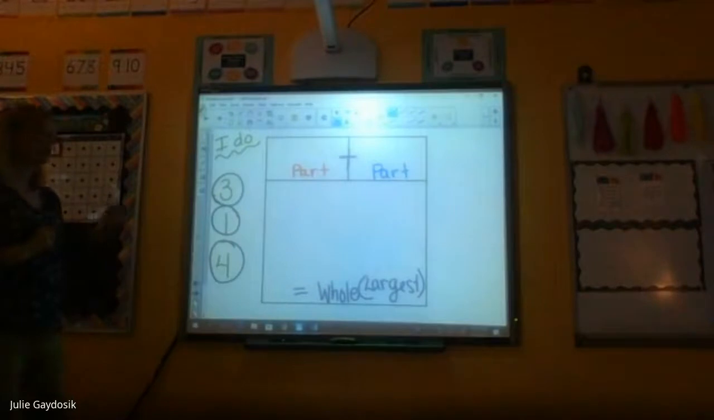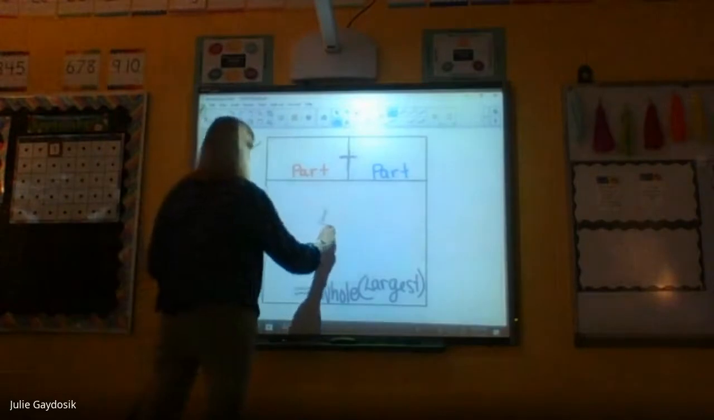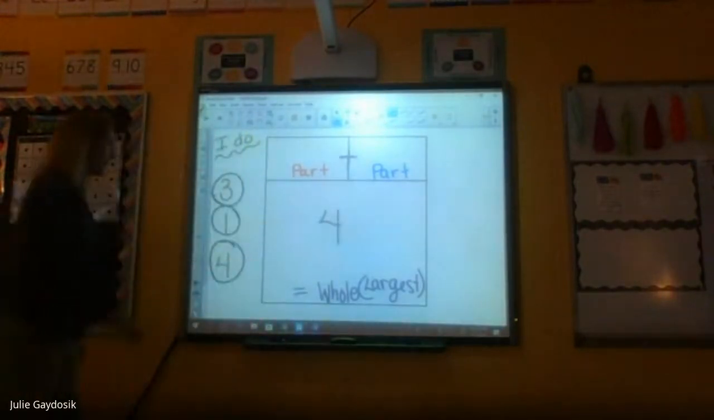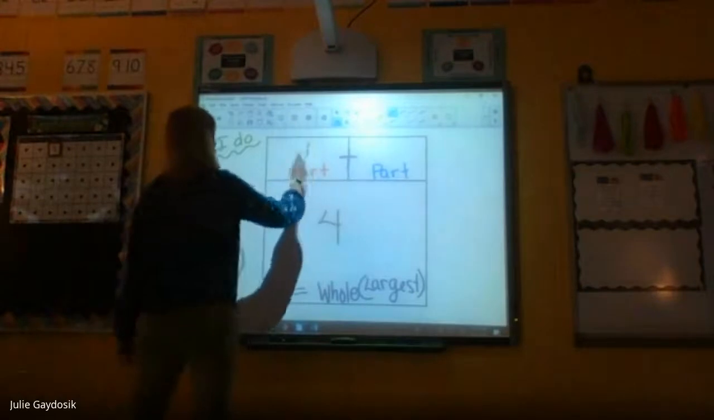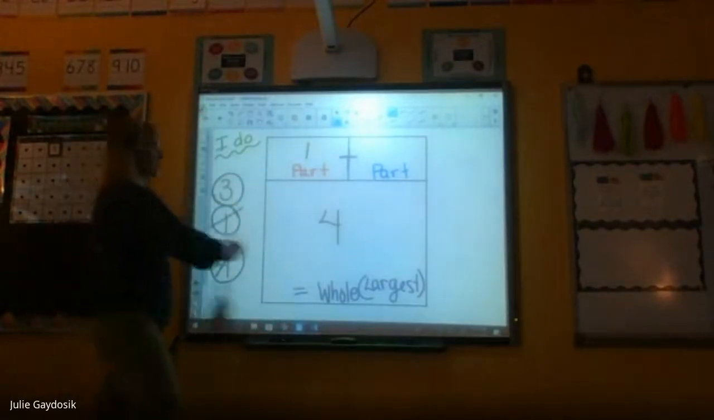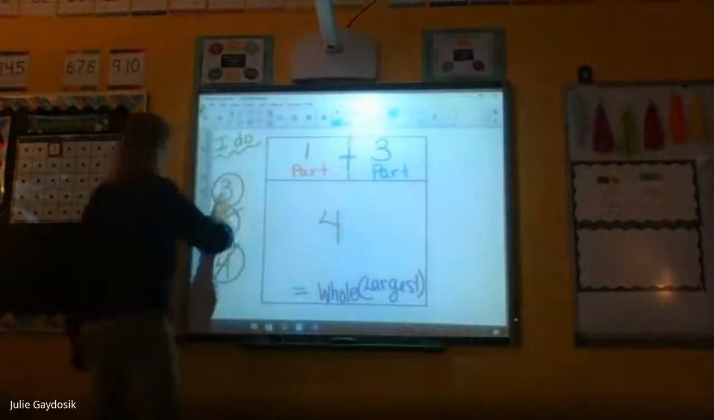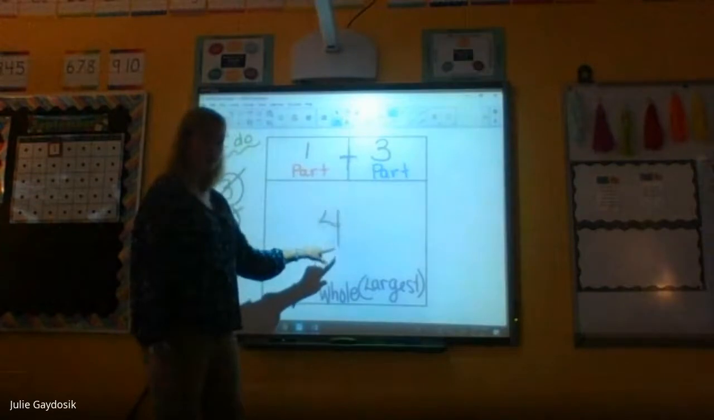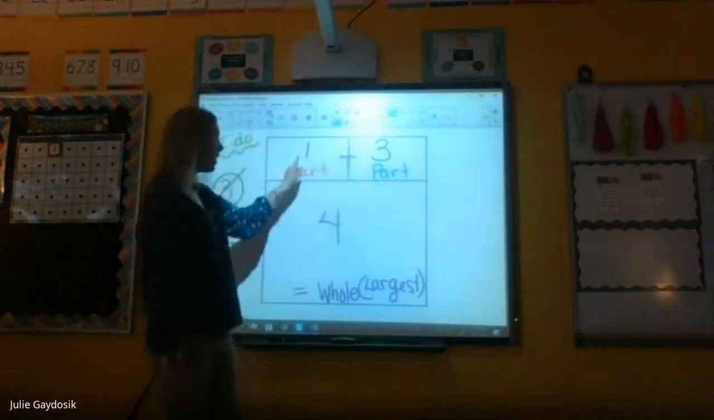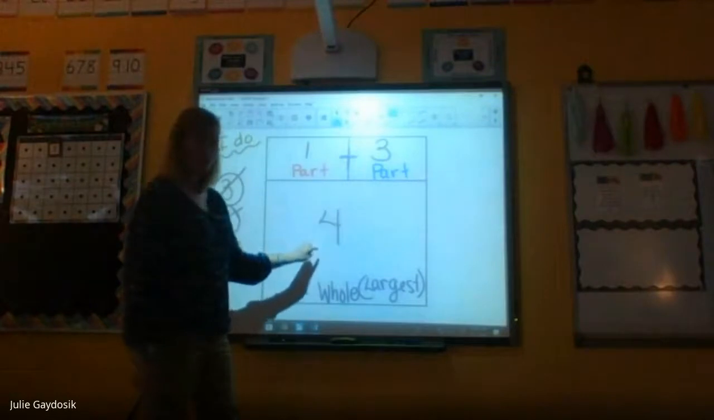So if I have my numbers over here, I have 3, 1, and 4. Let's start with the largest number. Which number is my whole? Which number is my largest number? Which number is the greatest? That's right, it's 4. So 4 would go here. 4 is my whole. Now, what is one of my parts? Right, 1. And then another one of my parts is 3. Okay? So 1 plus 3 equals 4, or 3 plus 1 equals 4. 4 is my whole, okay?